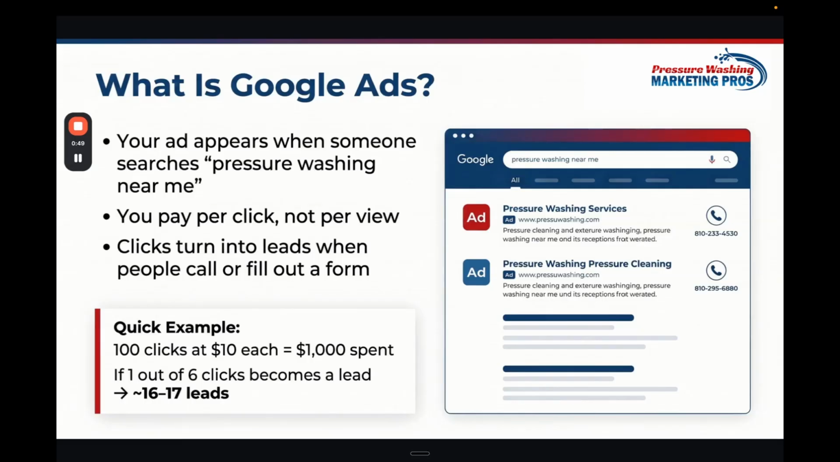Every time you bid for it, it's going to cost you a certain amount, and you're paying per click. Not per view, not per lead. You're going to pay every time somebody actually clicks on your ad. And these clicks can turn into leads when people call you, they fill out a contact form, or they even chat with something like a chatbot on your website that you may have.